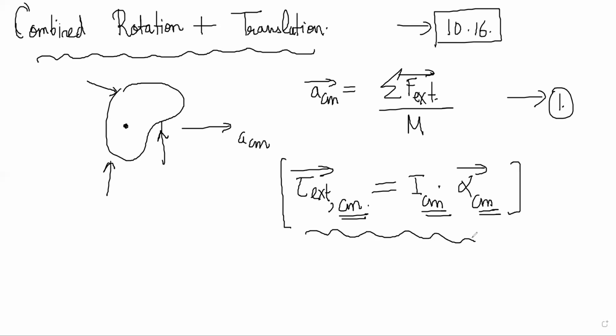But in general, it might not be true for any other point, because you might have to consider pseudo forces and stuff like that. Complications will arise if it's an accelerated body. Always take it about center of mass. So take the torque, take the I about center of mass and find its rotational motion. So these two relations are going to be the key things that we will be using most of the time.